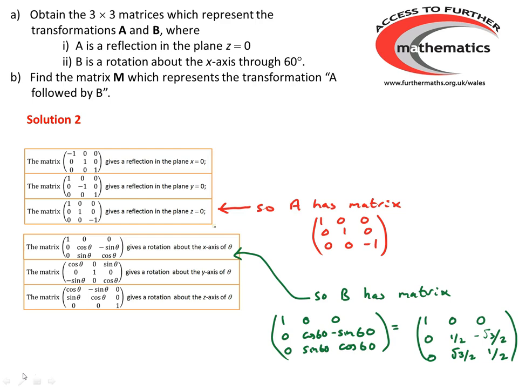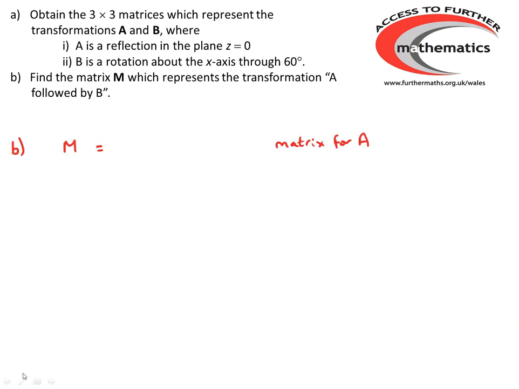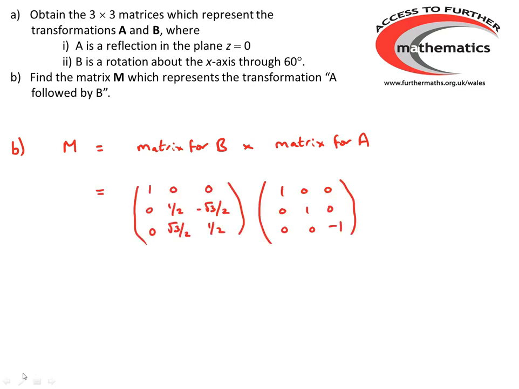And then part B follows in exactly the same way as we saw 2 slides ago. So the matrix for M is the matrix for B times by the matrix for A. So there's the matrix for B times by the matrix for A. And there's the final answer, exactly as before.